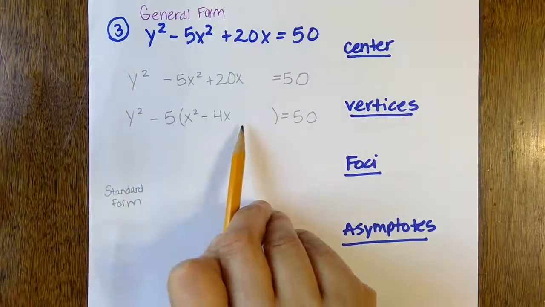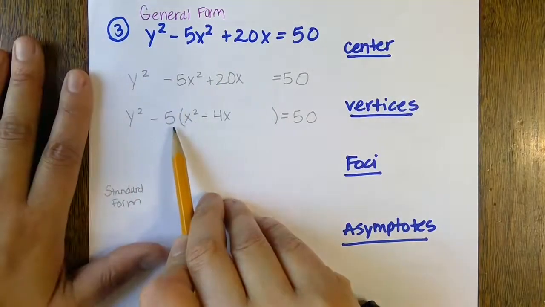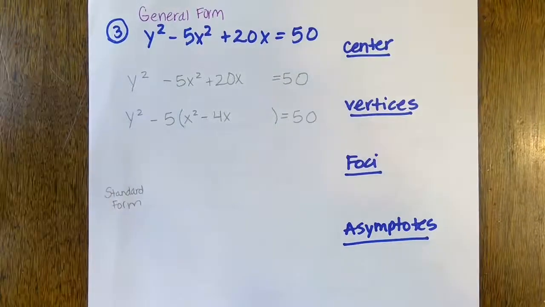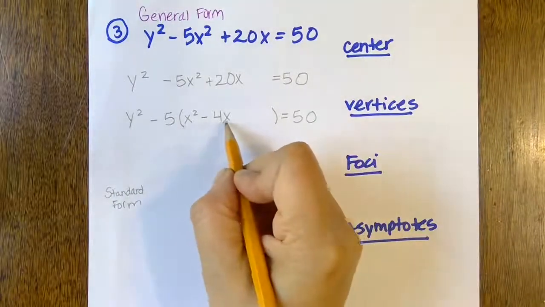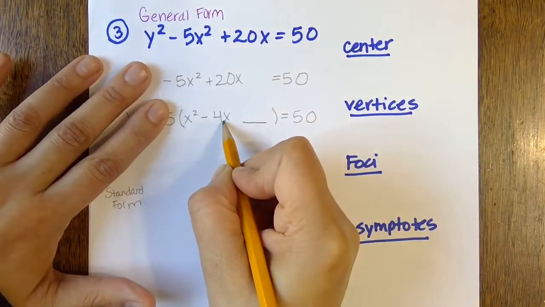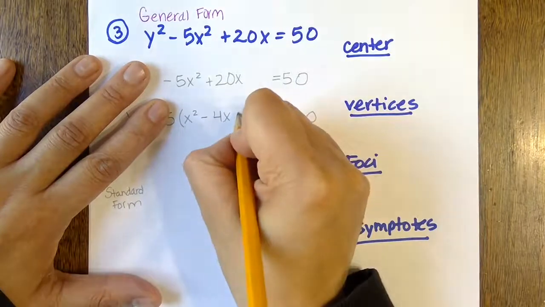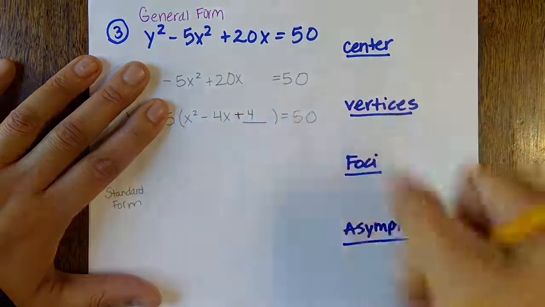And now we're going to complete the square for this. Again, you can only complete the square if you have a 1 coefficient here, so that's why you pull out that -5. To find this term here, it's half your middle term squared. So half of -4 is -2. -2 squared is +4. And this number will always be positive.